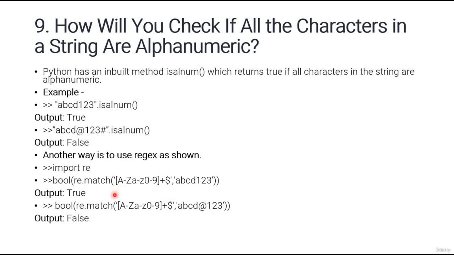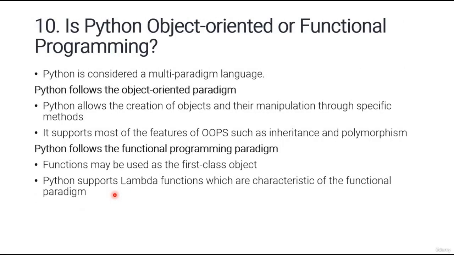So let's move on to question number 10. Is Python object-oriented or functional programming? Note that this is a very important question in the Python language, even in interviews. Python is considered a multi-paradigm language. Python follows the object-oriented paradigm, and it also follows the functional programming paradigm. But how? Python allows the creation of objects and their manipulation through specific methods. And it supports most of the features of OOP, such as inheritance and polymorphism, right?